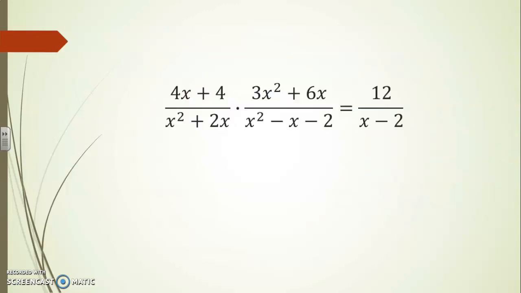Okay, so in short, we have reduced the product of the original rational expressions by replacing it with a simplified form, 12 over x minus 2. Now this identity is true considering the list of exclusions that we noted along the way.